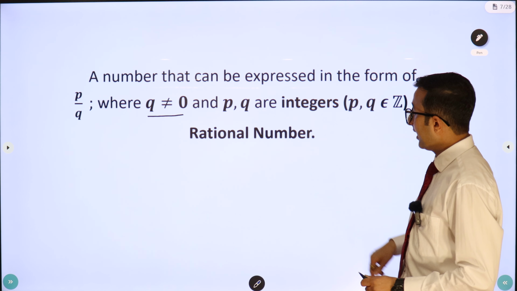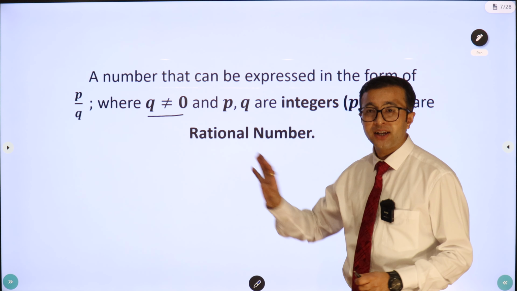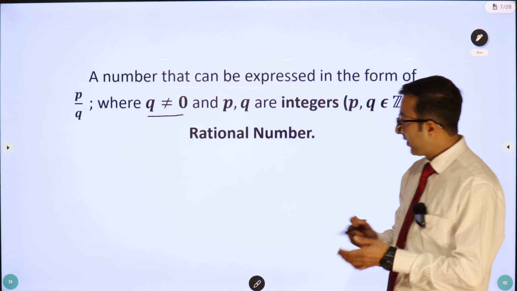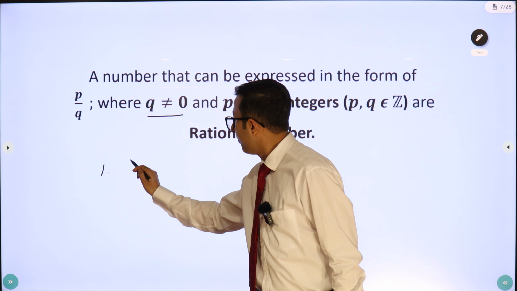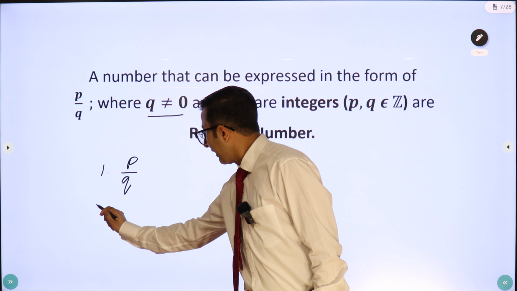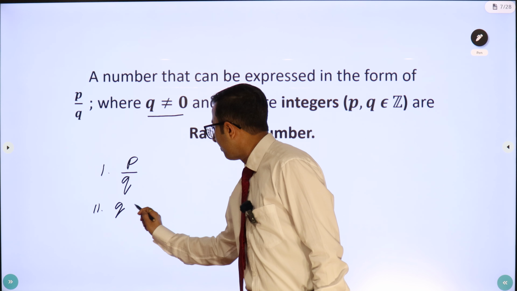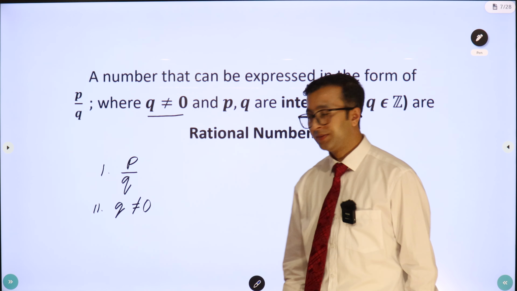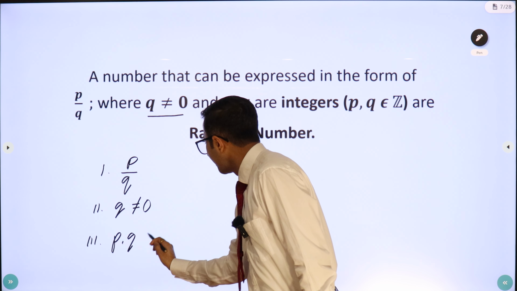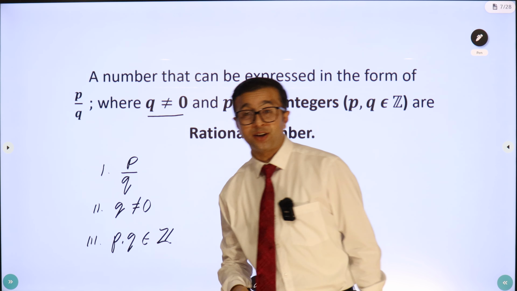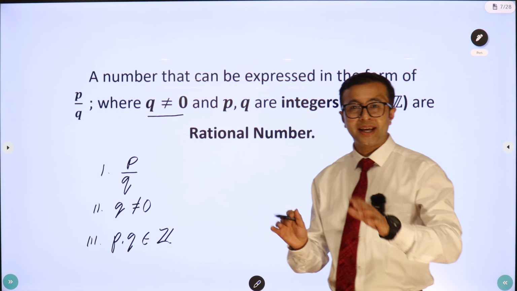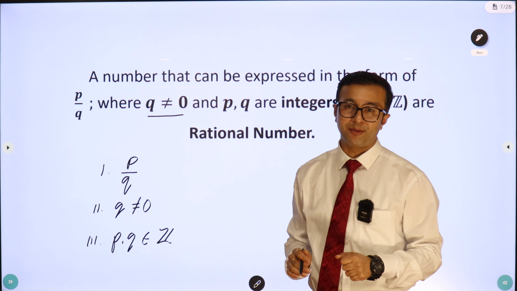But the fact is that if you see this definition carefully, it consists of 3 sections. First, a number should be written in the form of p divided by q. Second, q should not be 0. Third, p and q both should be from the set of integers. If any number satisfies these 3 things, then we can say that the number is a rational number.